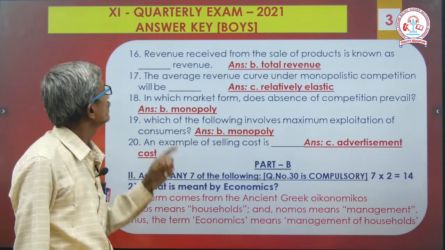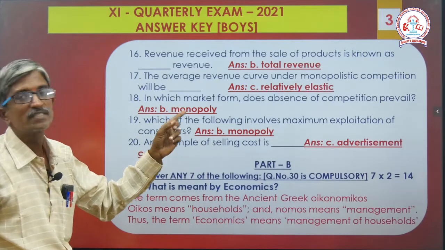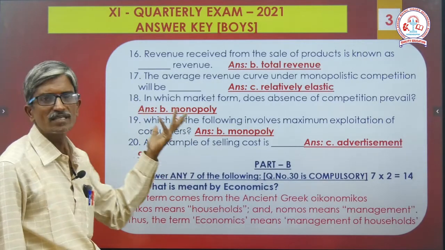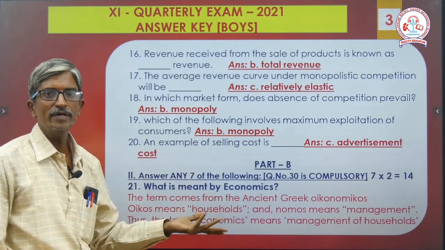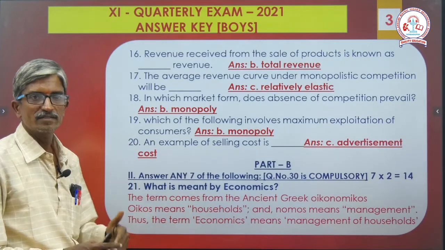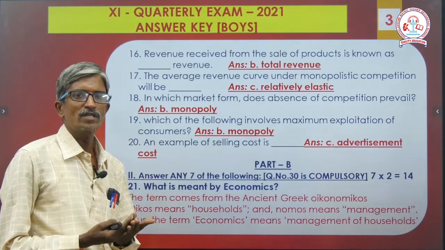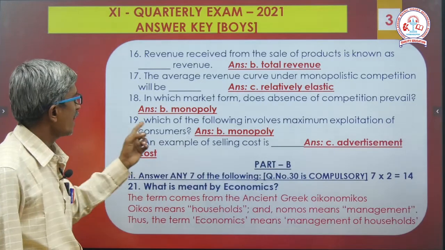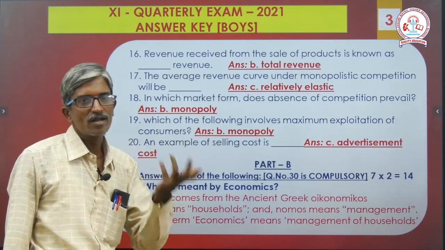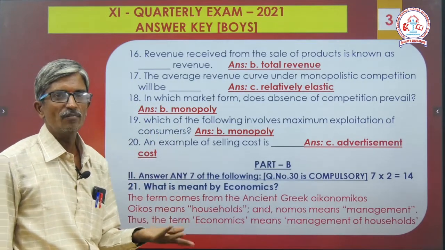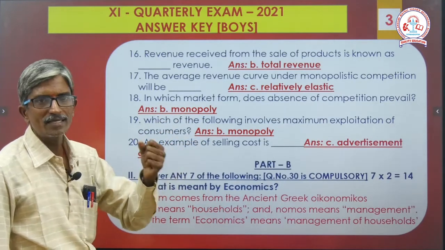Question number 16. Revenue received from the sale of product is known as dash revenue. What revenue? Total revenue. Revenue received from sale. Sale na வியாபாரம். The total revenue மொத்த வருவாய். The average revenue same. AR. What is the formula? TR by Q.